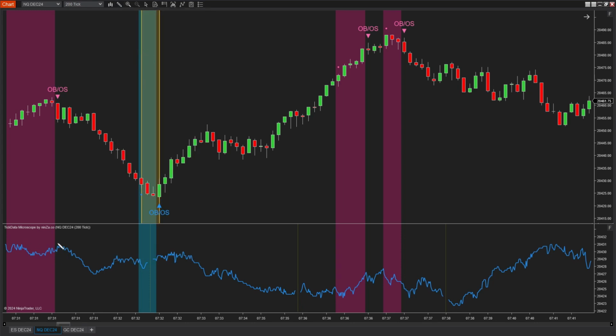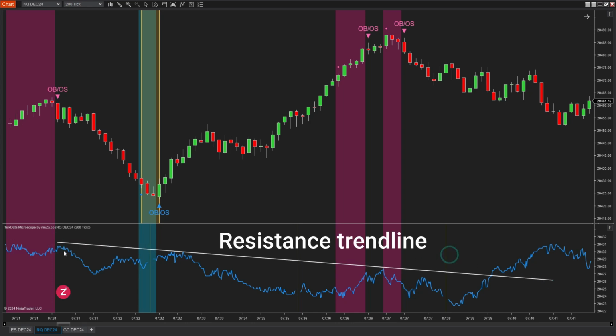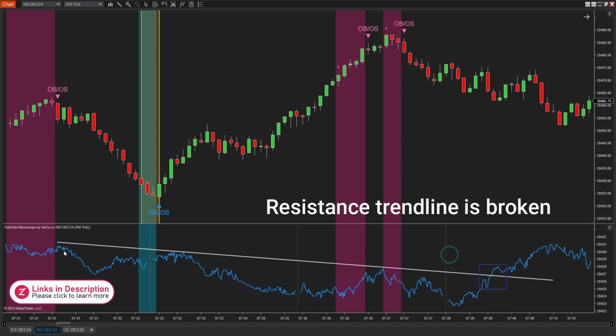In this situation, the price trajectory allows us to identify a long-term resistance trend line. When the price breaks through this established resistance level, it indicates that a bullish movement is forming and that buyers are stepping in with strength.